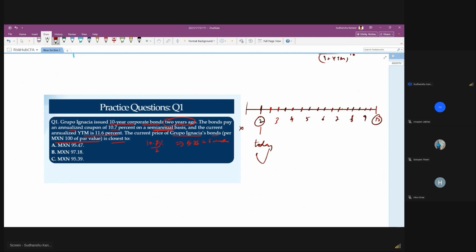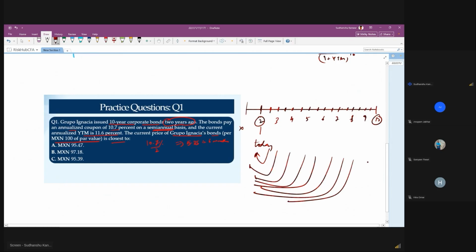Every cash flow has to be discounted. Are you getting my point? Yes or no? Yes, sir. Every cash flow has to be discounted, right? So what is my cash flow? Cash flow is a coupon. What was the coupon I calculated? The coupon I calculated was 5.35. So 5.35 is the coupon coming. 5.35 divided by what?